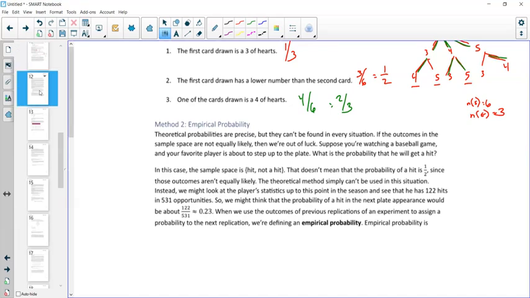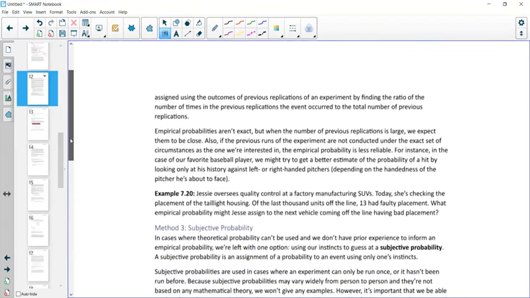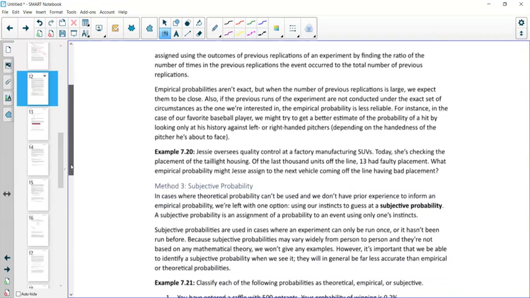Empirical probability is assigned using the outcomes of previous replications of an experiment by finding the ratio of the number of times in the previous replications the event occurred to the total number of previous replications. Empirical probabilities aren't exact, but when the number of previous replications is large, we can expect them to be close. Also, if the previous runs of an experiment are not conducted under the exact set of circumstances as the one we're interested in, the empirical probability is less reliable.